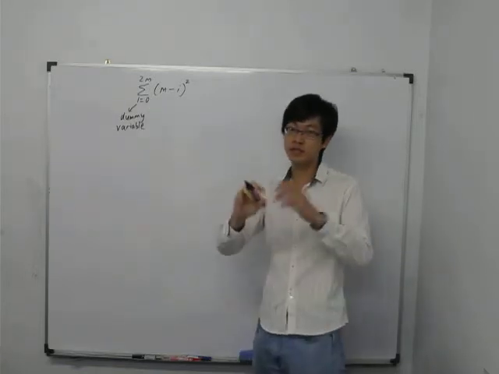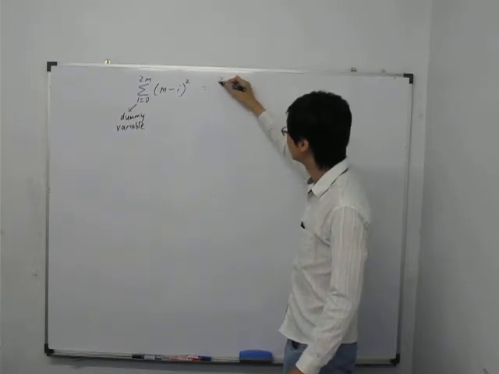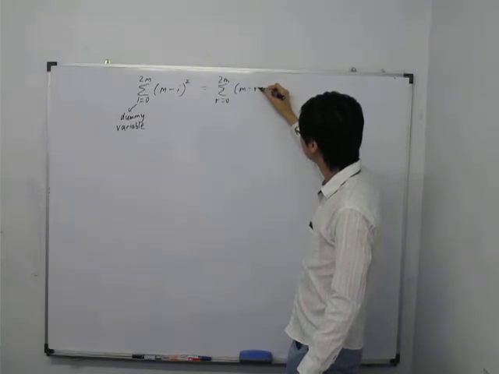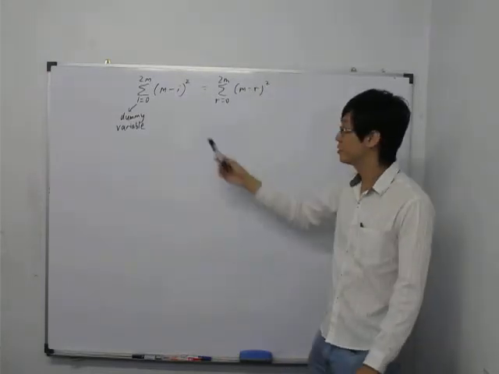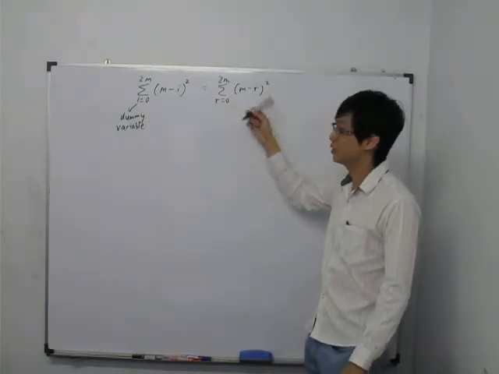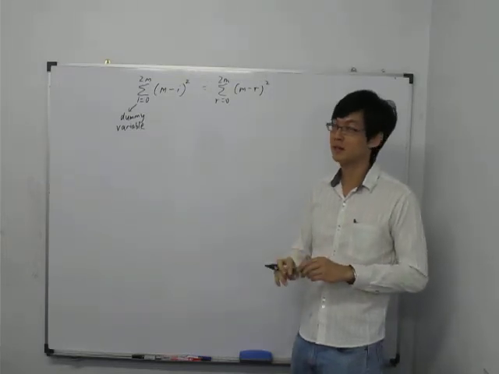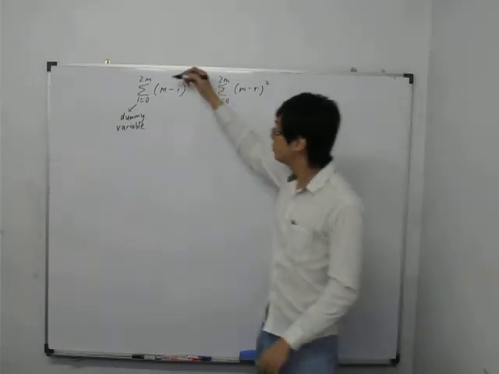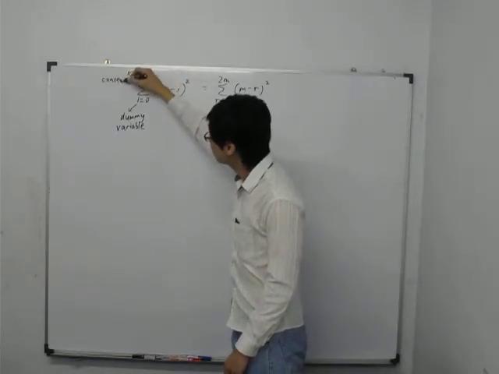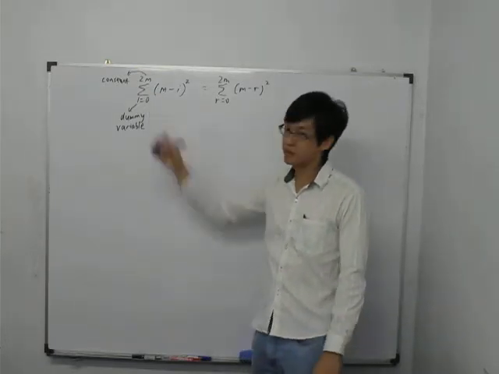Dummy variable means that I can just change a letter. I can change this to r, which means this is the same as this. Because this is a dummy variable, I can just change the letter to r, and so this will also change to r. That's why I call it a dummy variable. It can be replaced by any letter. And so m will be called a constant. Please be very careful to identify which one is the dummy variable and which one is the constant.